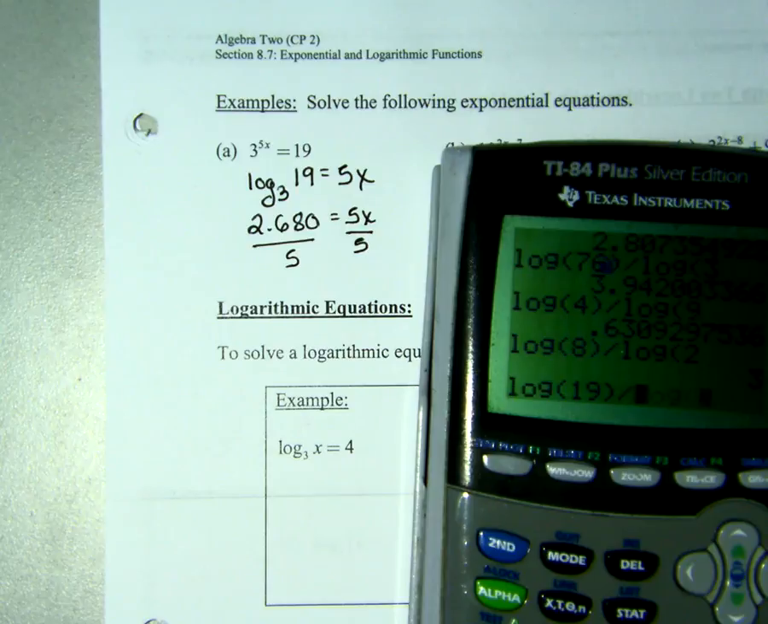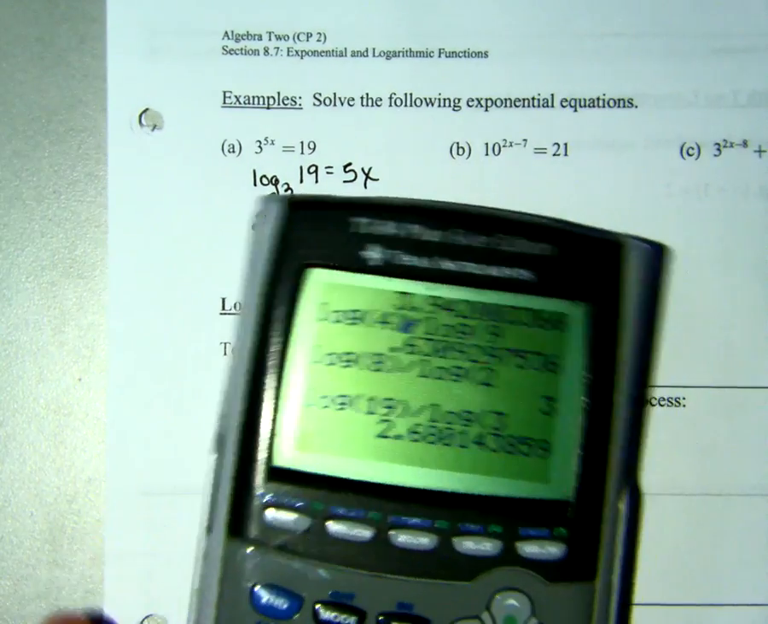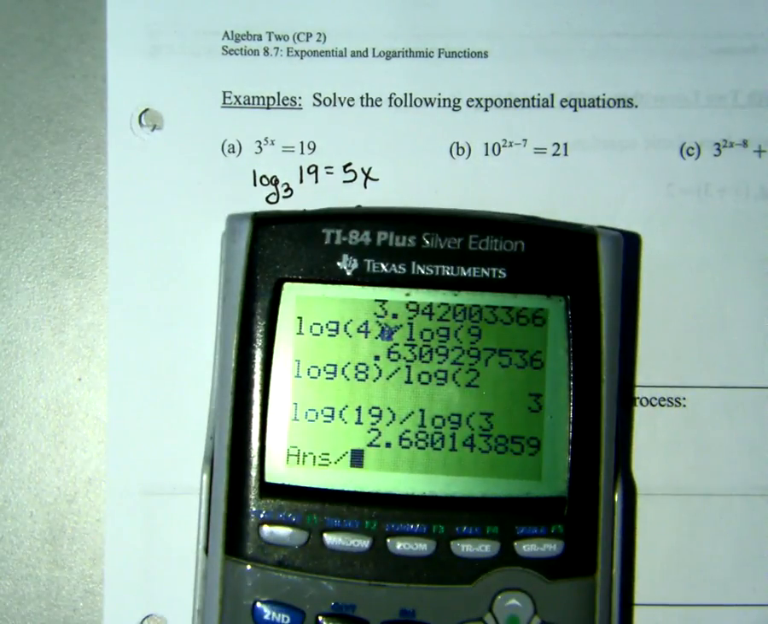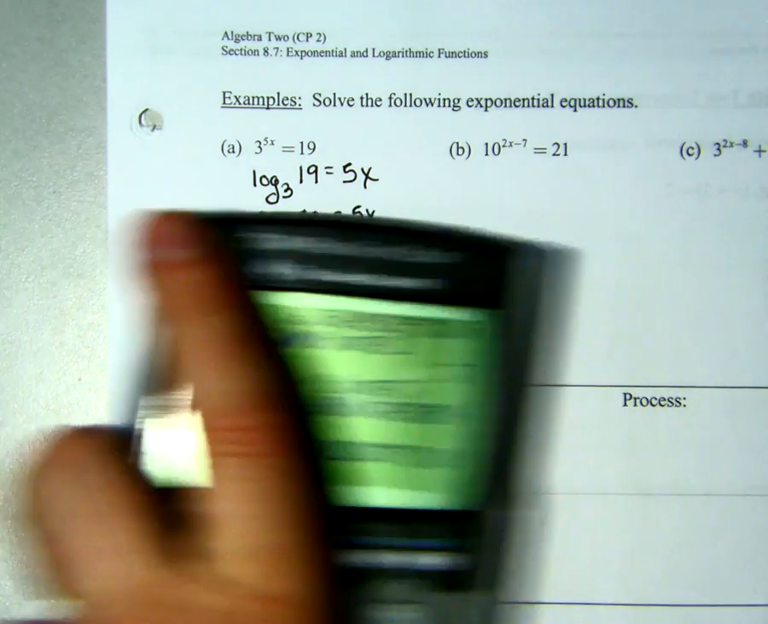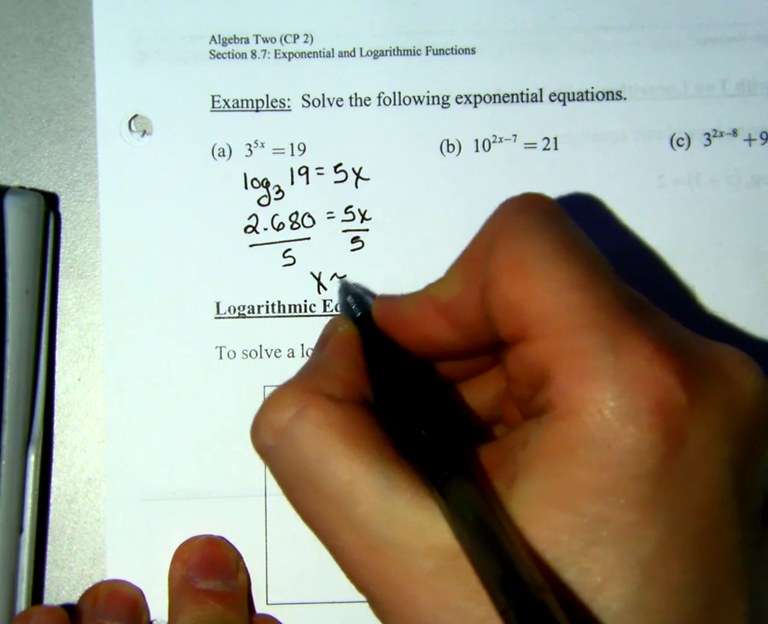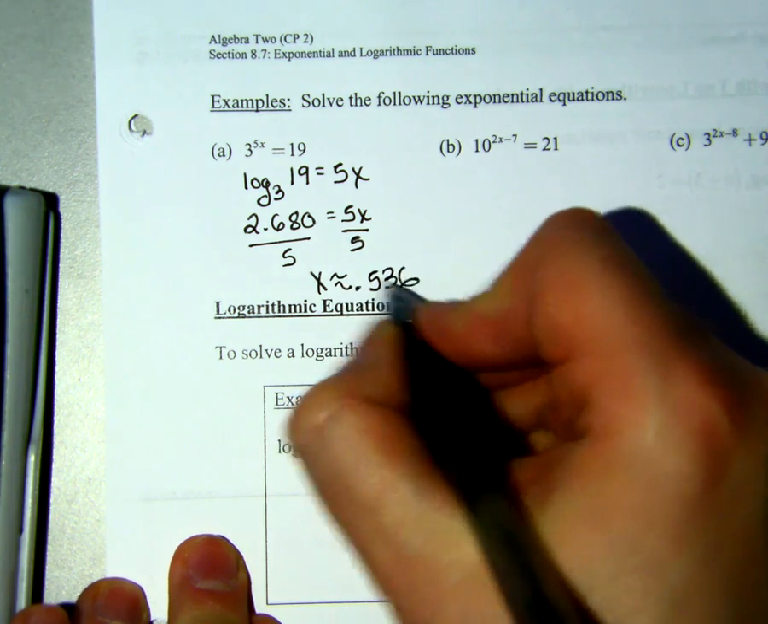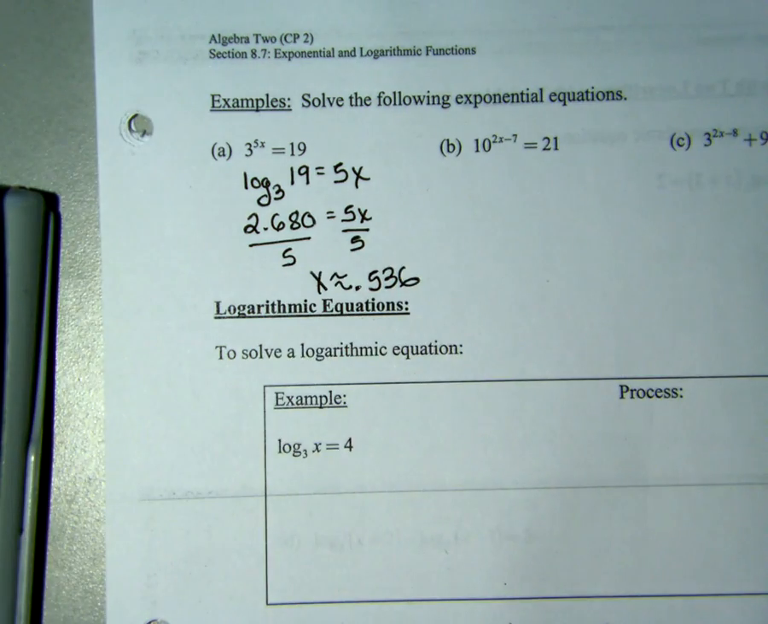So I have log 19 divided by log 3. I've got my change of base. I am then going to take the answer, divide it by 5, about 0.536. Do you see what I mean, though, by not using the 3 decimal place version, but using the whole thing that's still on the calculator? And then that's the solve what's left part, right? Yes, that is that step 4, that solve what's left.